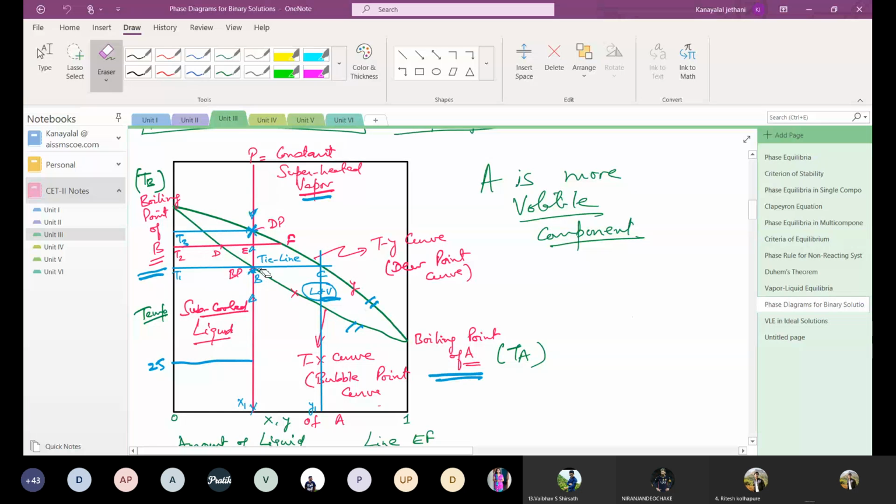This is what tie line is. Tie line is connecting the liquid composition with the vapor composition. This liquid composition is on the Tx curve, vapor composition on the Ty curve, and a horizontal line is connecting these two. That's what is called tie line. Tie line is connecting the liquid composition with the equilibrium vapor composition. Both are equal ना sir? Both are not equal. और liquid का x1 है, vapor का y1 है. They are not equal. This is x1, this is y1. They'll never be equal.